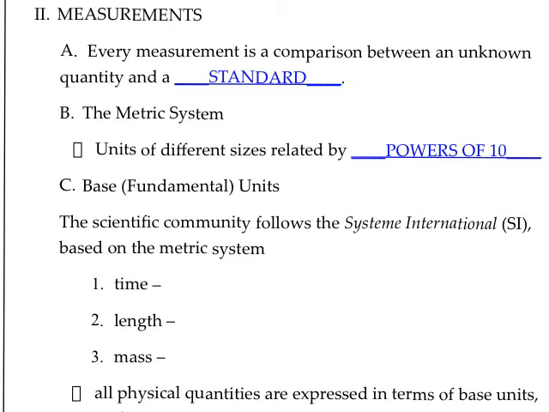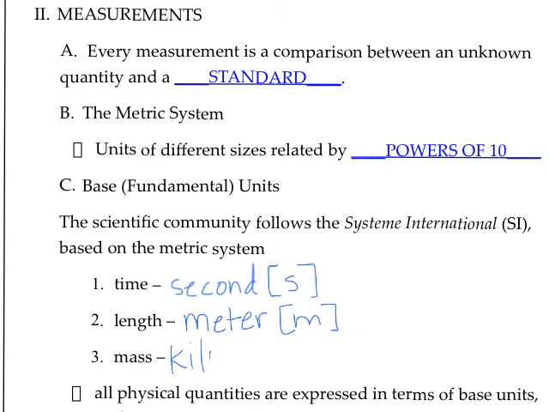The first of those is time, and the unit for time is going to be the second. It will be abbreviated with an S, and I'm going to be really consistent this year about putting all of our units in brackets to make them more easily recognizable. So you'll see that throughout the year. The next standard unit for physics is going to be length, and it's measured in meters, and we will abbreviate that with an M. And then finally, we're going to have the mass, which is in kilograms.